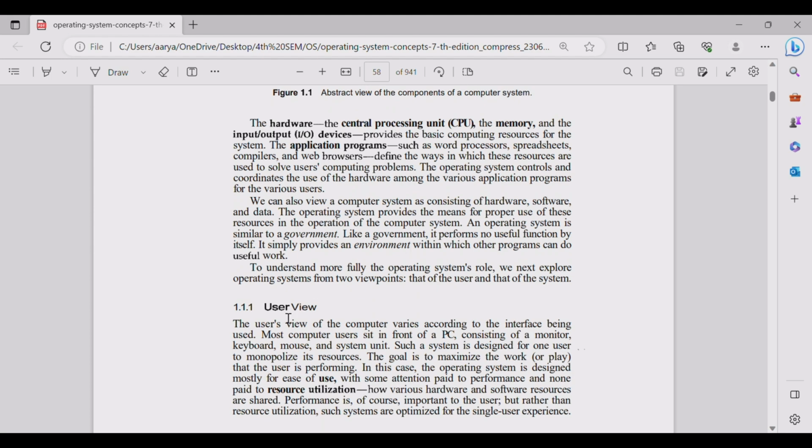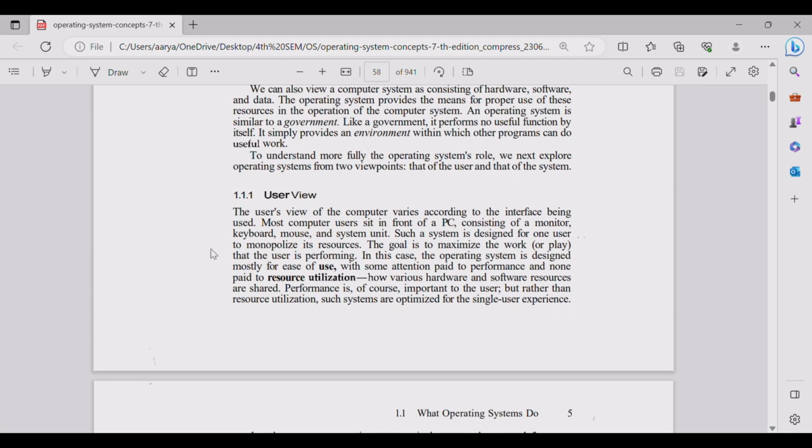Let us know about the user view. The user's view of the computer varies according to the interface being used. For a personal computer or PC consisting of a monitor, keyboard, mouse, and system unit, the system is designed for one user to monopolize its resources so as to maximize the work that the user is performing. Here, the OS is designed for ease of use.